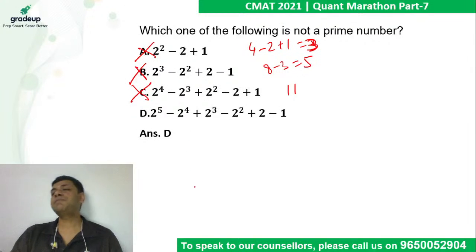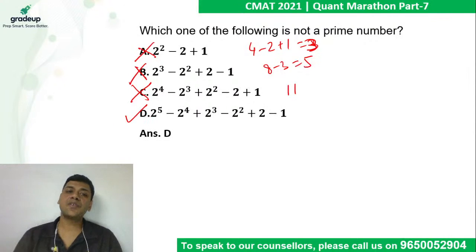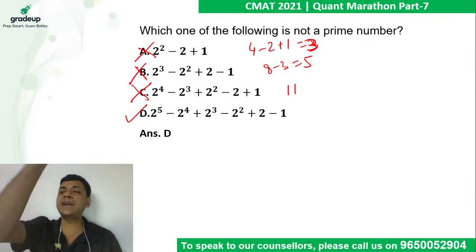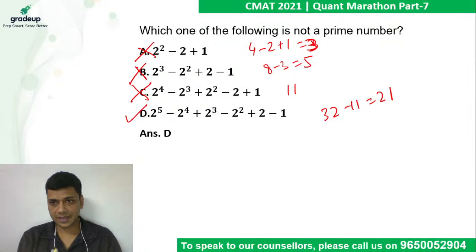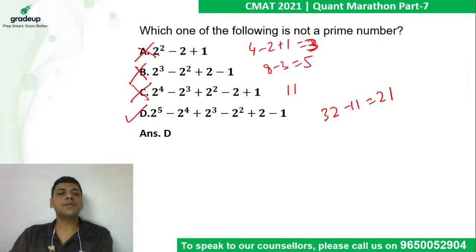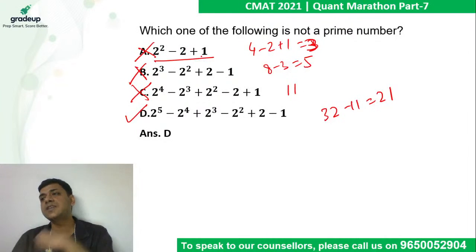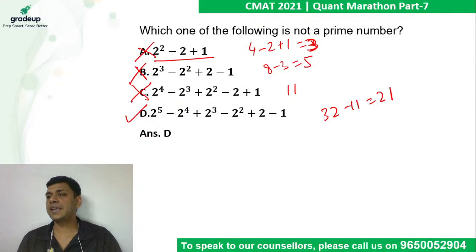Okay, so if A, B, C are not my answer, D has to be my answer. Even if I want to calculate it, it is 32 minus the previous option. So 32 minus 11 is 21, which is not a prime number. Yes, guys? So basically I just need to calculate 2 square minus 2 plus 1. Then it's just the next power of 2 minus the previous option. All the options were there.